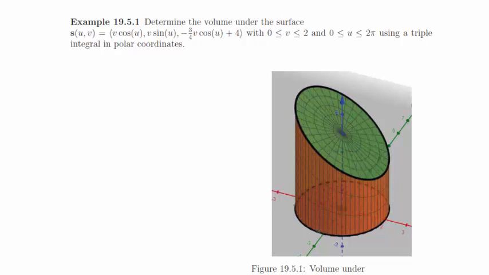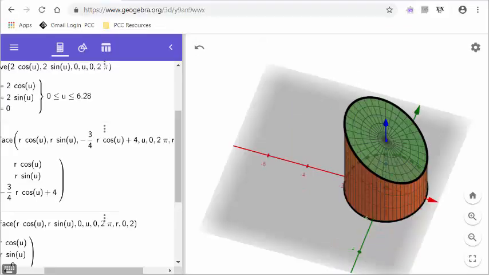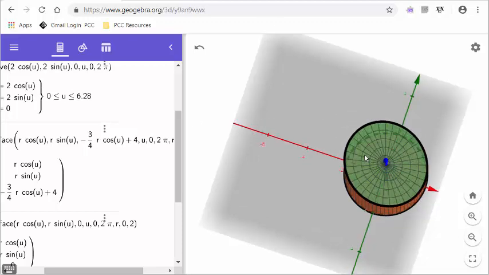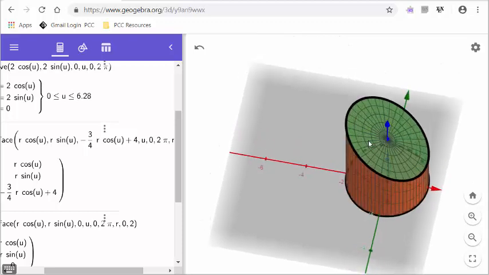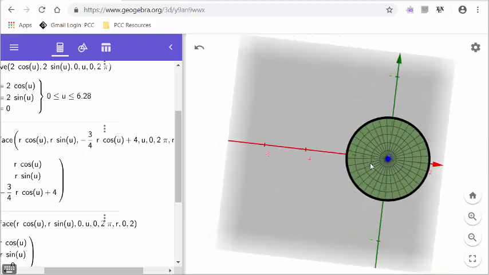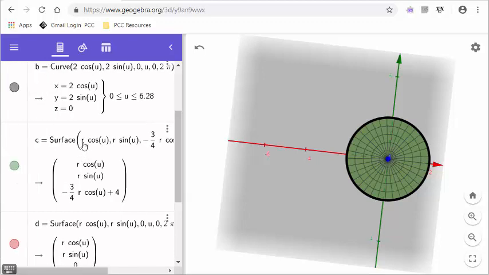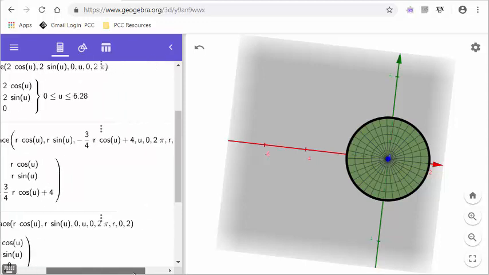So let's go ahead and take a look at this graph in GeoGebra. Here we have it. And the green surface really shows our x, y, and z values. We can see that it's given by r cosine of u, r sine of u, negative 3/4 r cosine of u plus 4.